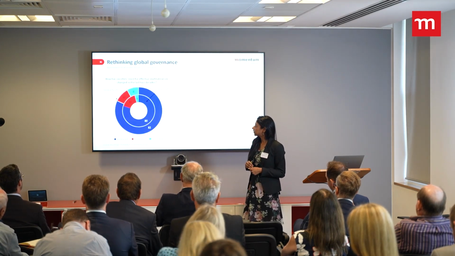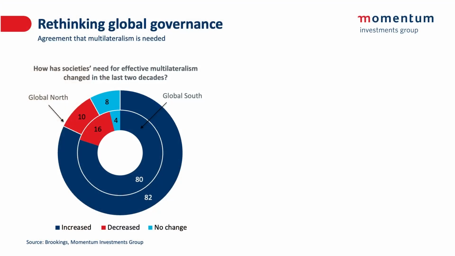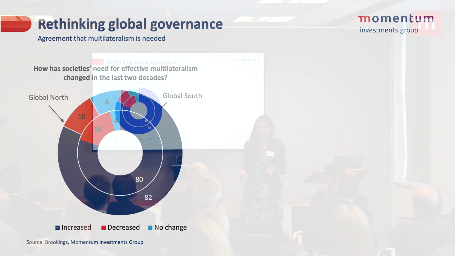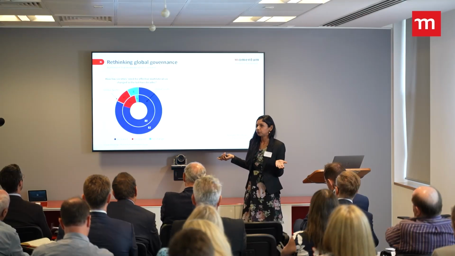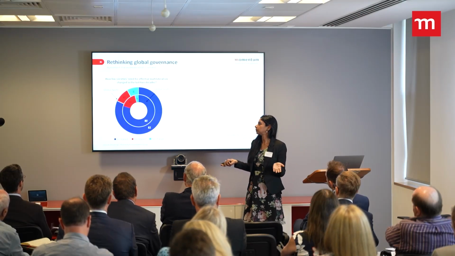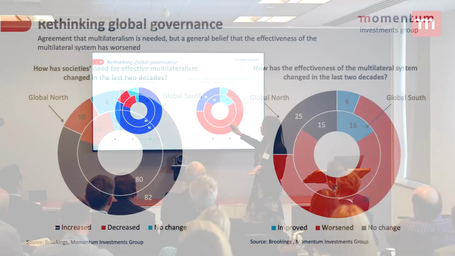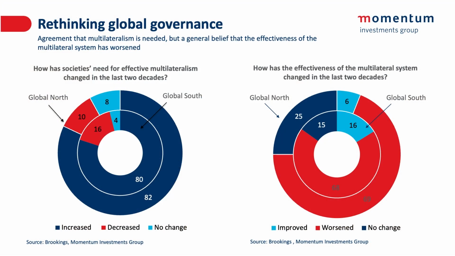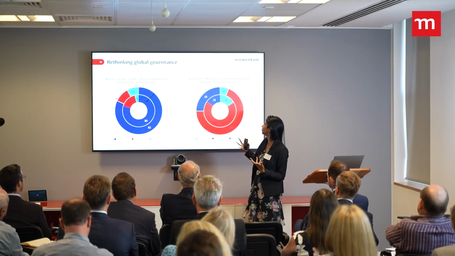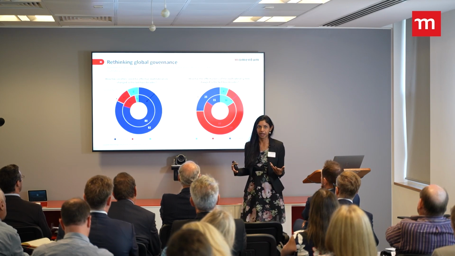In a Brookings survey, they basically asked the global north and global south, do you need effective multilateralism? In the last 2 decades, was it an important thing to have in society? And 80% basically agreed. Didn't matter if they were representatives of global north or global south. However, 70% of both agreed that multilateralism hasn't in fact been effective and something needs to change.